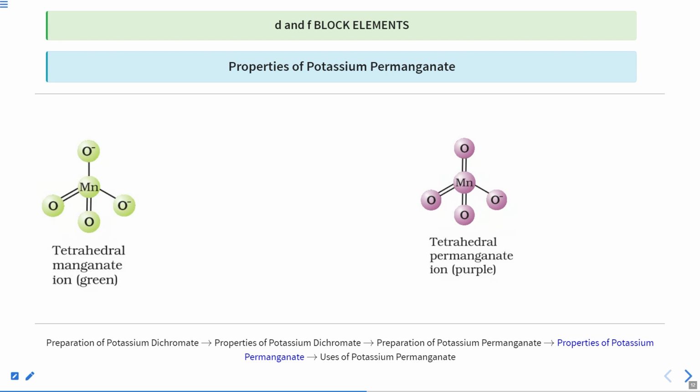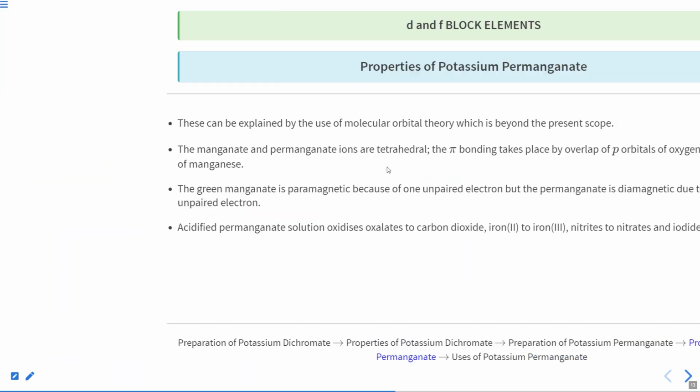So this is the structure of potassium permanganate. On the left side we have MnO4 2 minus, and on the right side we have MnO4 minus. You can see that they both are isostructural with ClO4 minus. If you place manganese in place of Cl, then you get the same structure. This one is green in color, this one is purple in color, and this is the structure of both manganate and permanganate.